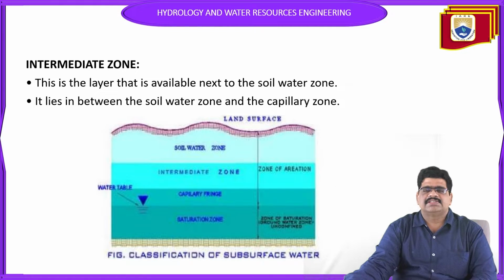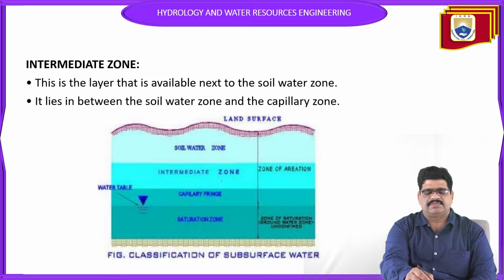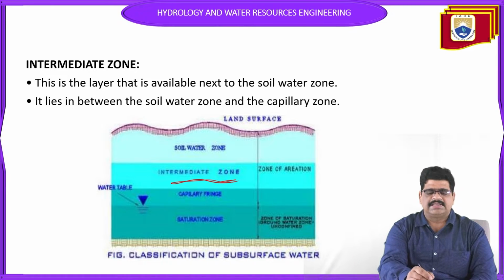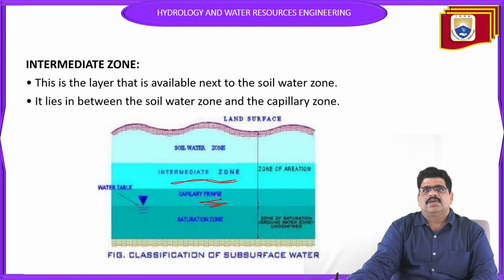Next, the second one is the intermediate zone. In this intermediate zone, here there is a layer. See here. It lies between the soil water zone and the capillary fringe. That is called the intermediate zone.